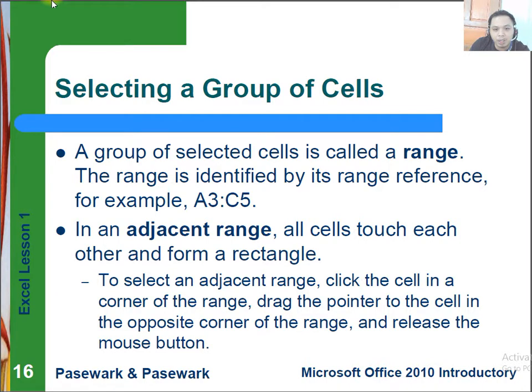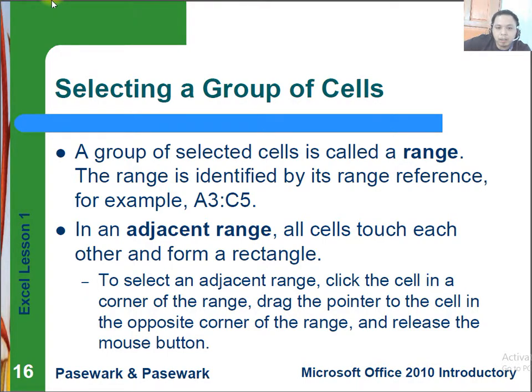How to select cells sa spreadsheet natin. A group of selected cells is called a range. Okay, so ang range daw is a group of selected cells. Okay, for example, you selected A1 to A10. So ang tawag na doon is range.